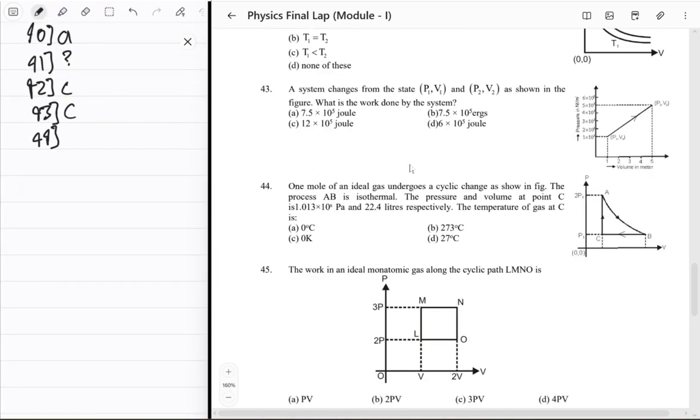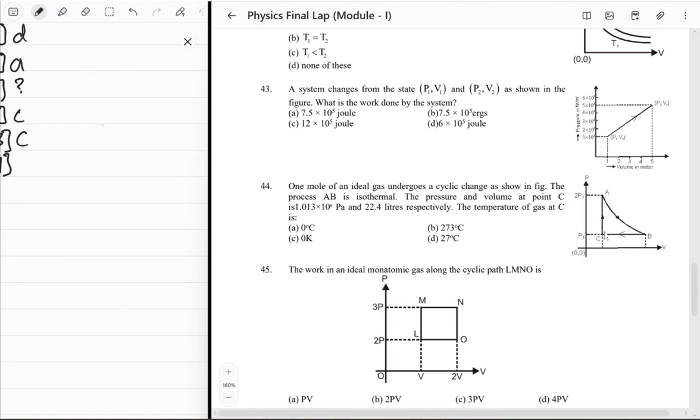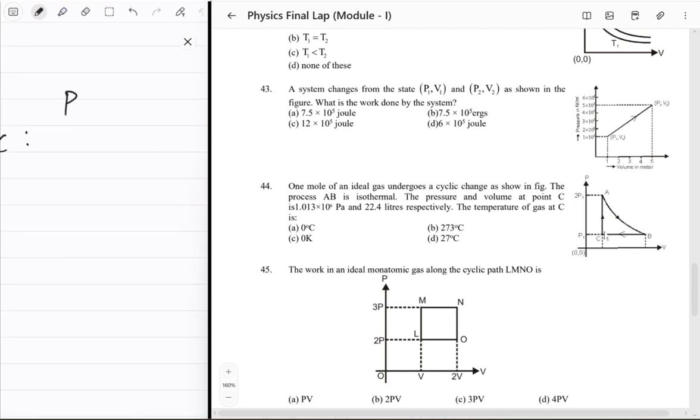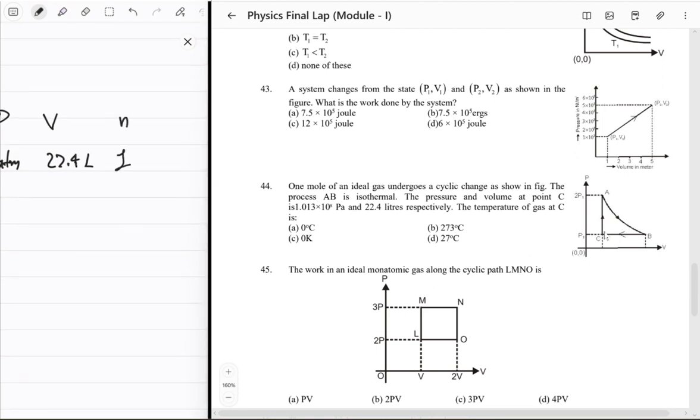44th is 1 mole of ideal gas undergoes a cyclic change as shown. The process AB is isothermal. The pressure and volume at point C is this thing. Okay, so 24 is okay. C का क्या है? C, what's the pressure and what's the volume? The pressure is 1 atmosphere and the volume is 22.4 liters. I don't like that. Okay. Hey, that just means कि जो moles रहेंगे that is just equal to 1 basically, right? So C का आपने को बोल दिया, right? The temperature of gas at C is, oh wait, अच्छा temperature हम लोगों ने दिया नहीं, right? So okay, that's how it should be.